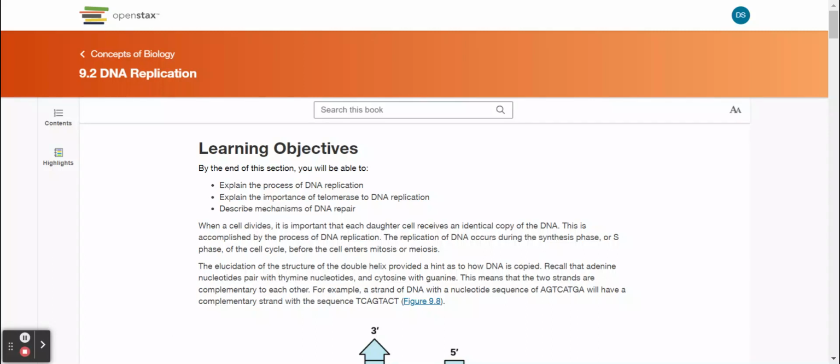Section 9.2, DNA Replication. By the end of this section, you will be able to explain the process of DNA replication, explain the importance of telomerase to DNA replication, and describe mechanisms of DNA repair.